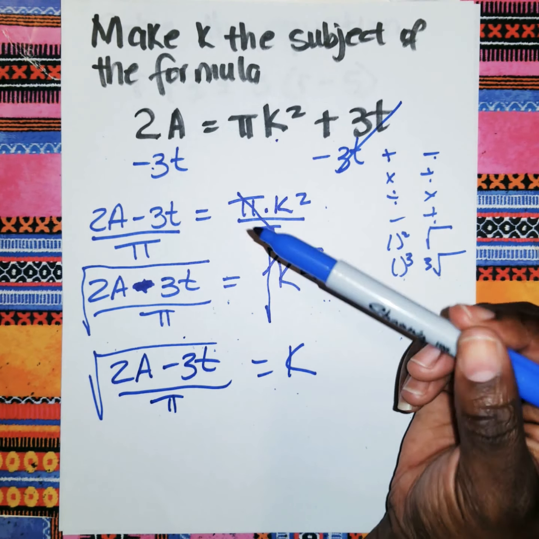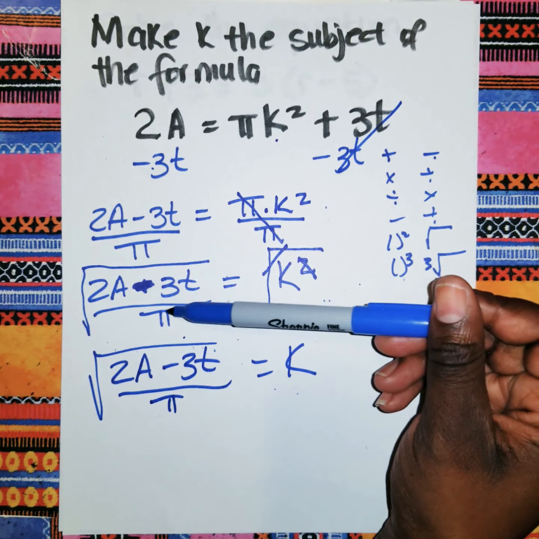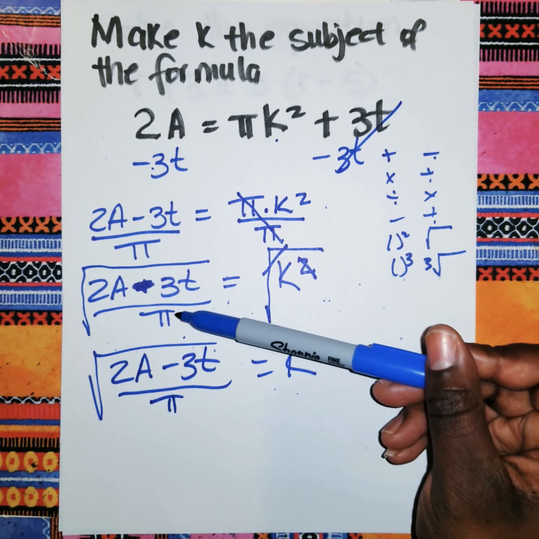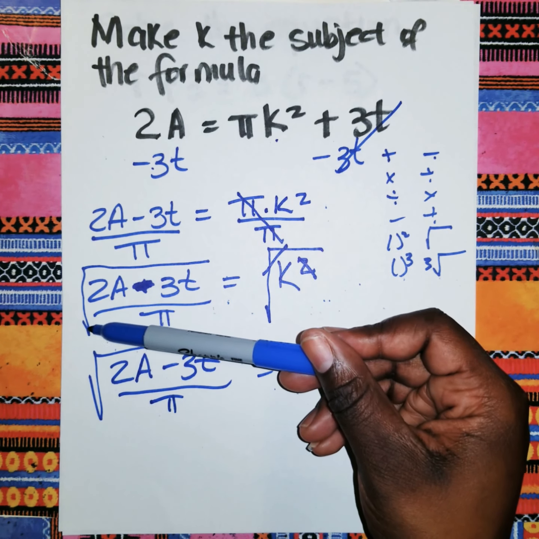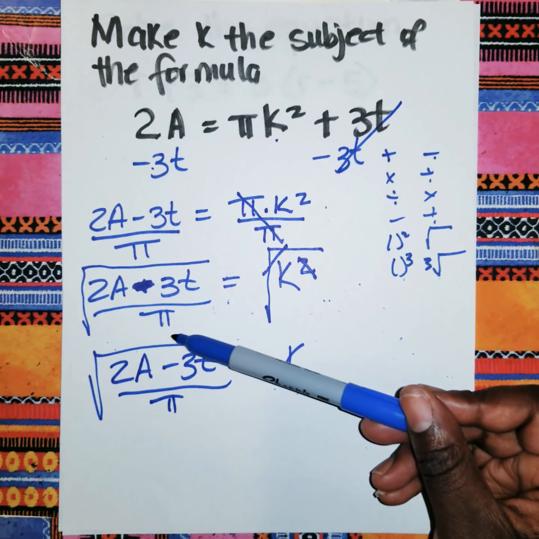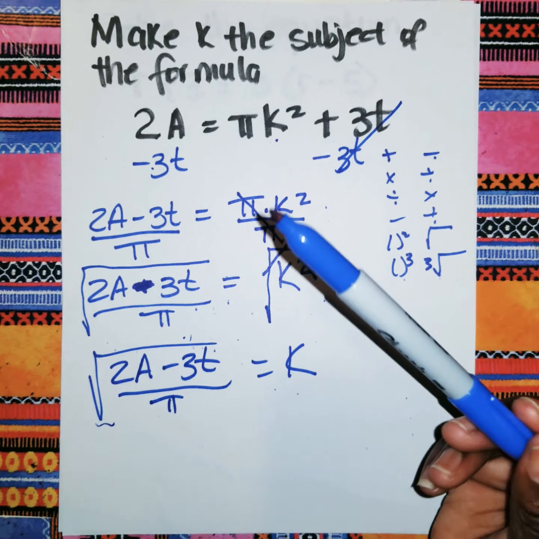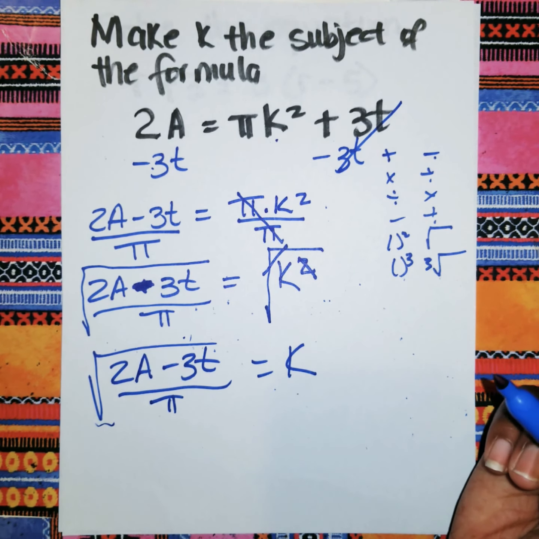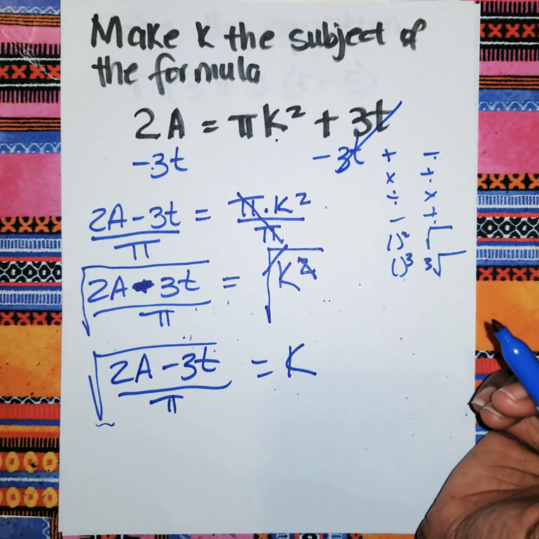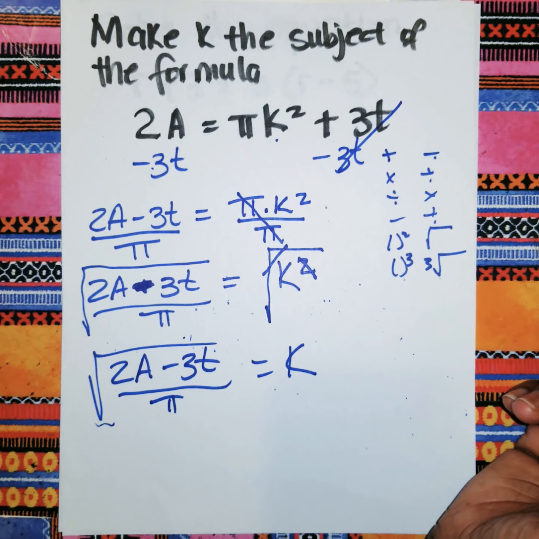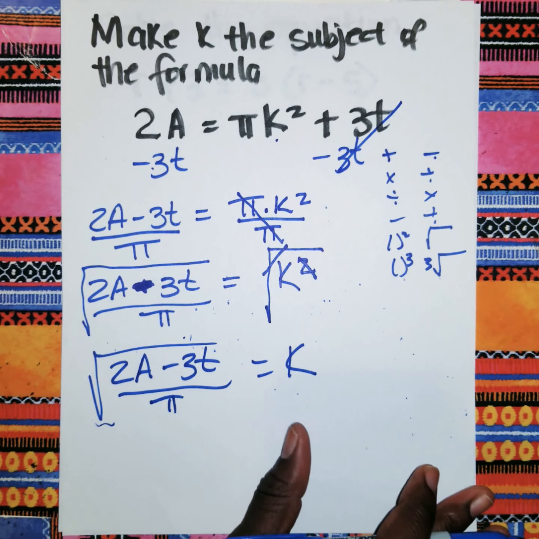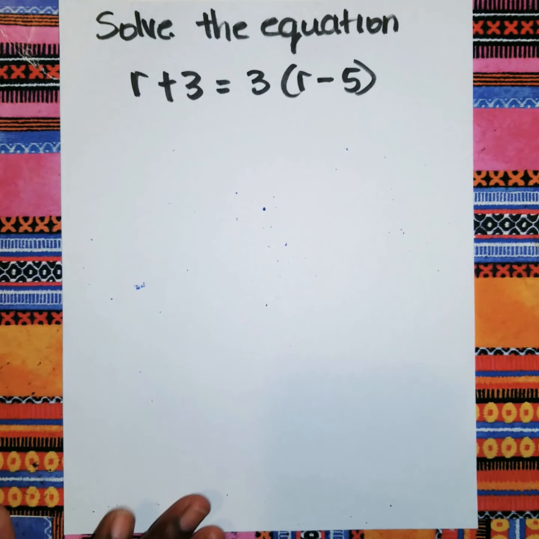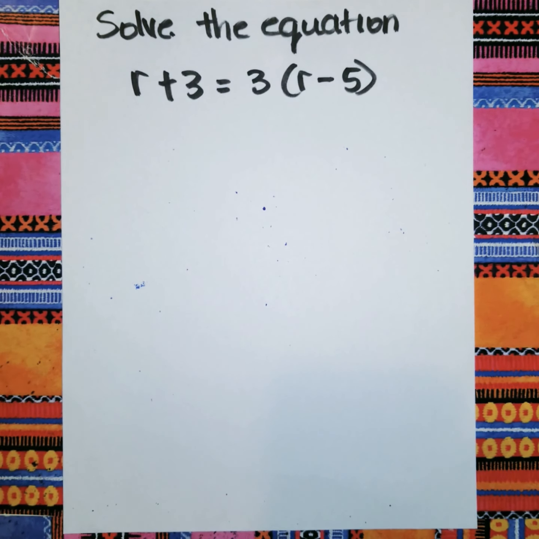One misconception that many persons will have guys is that when they find the square root of both sides, they only do the numerator and not the denominator. But you need to ensure that the square root sign comes down to the denominator part, alright? It needs to cover everything on this side once a fraction is over there. So that's our answer. k is equal to the square root of 2a minus 3t divided by pi. And I hope this one was okay for you as well. If not, leave me a comment and I'll always respond to you.